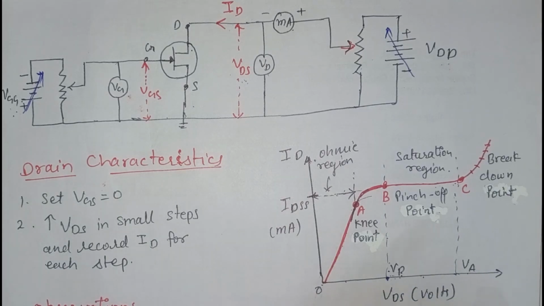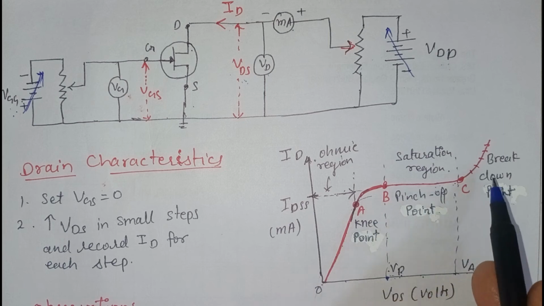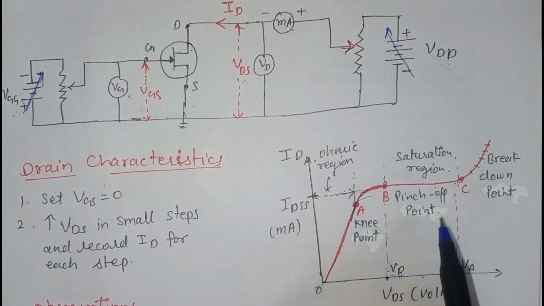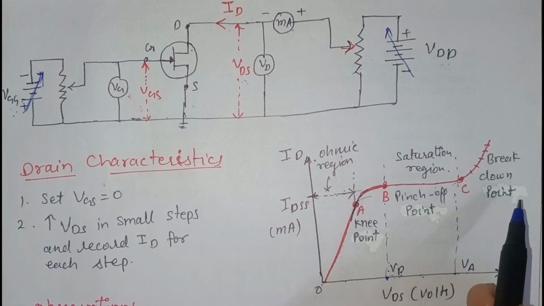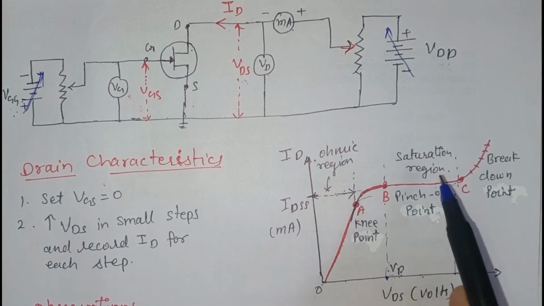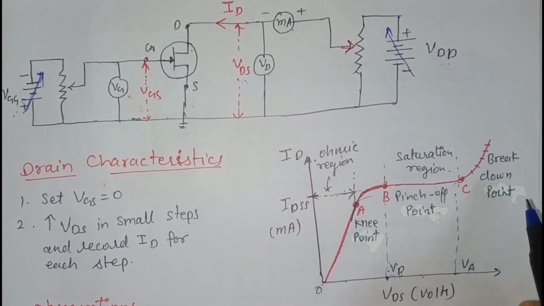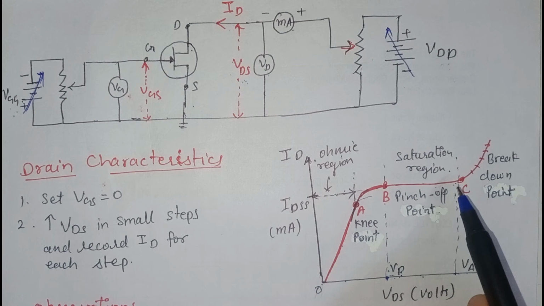Now using this data we will draw this drain characteristics curve. The curve will be like this. In this curve we can see three different regions. First one is ohmic region, second one is saturation region, and third one is breakdown region. Now we will discuss these three regions.